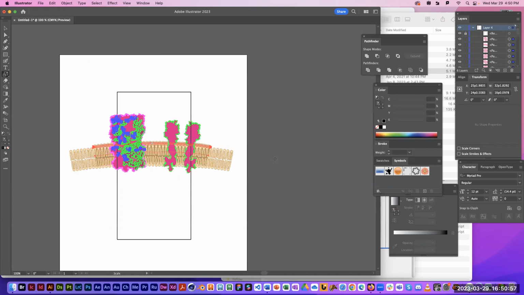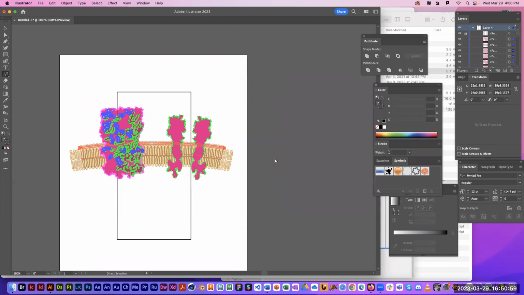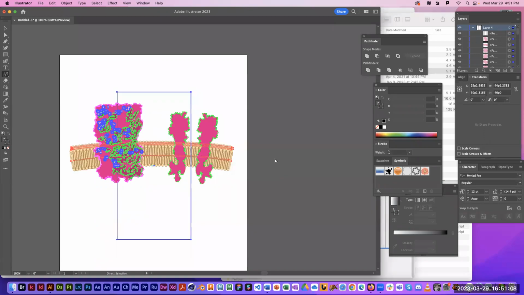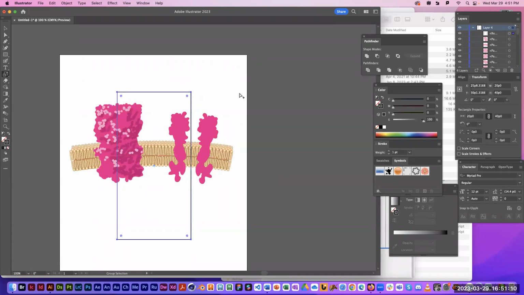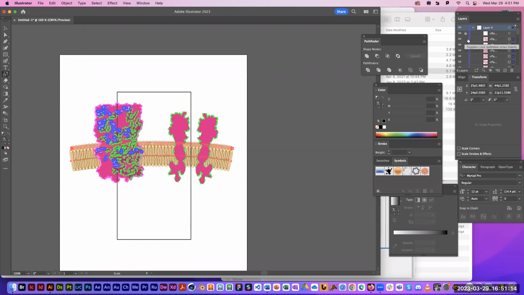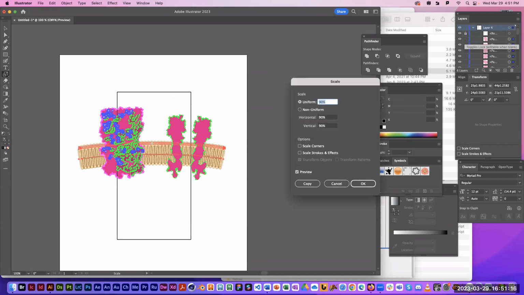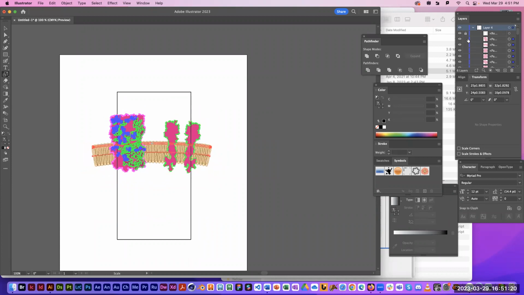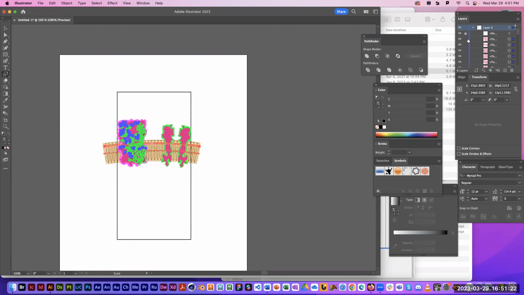Now I can scale, whoops. Pardon my French. I got something locked that I forgot to unlock. All right, let's try that again. Lock that, select everything, scale it. So I can scale this down to fit in that 20 pica space.